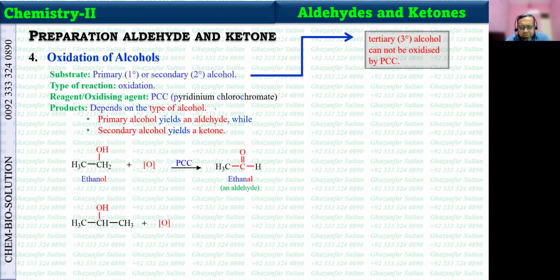So when this is secondary alcohol, for example, propan-2-ol, this propan-2-ol undergoes the same type of reaction, but it produces propanone. So primary alcohols give aldehyde, secondary alcohol gives ketone, and tertiary alcohols cannot be oxidized by PCC.